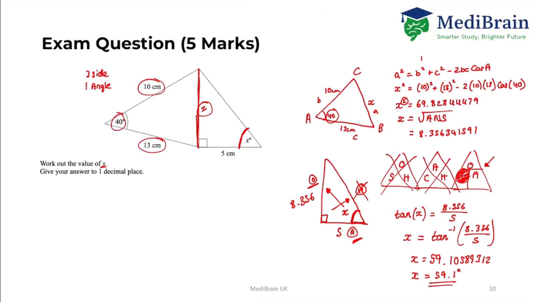Okay, so that's how you would answer this 5-mark exam question. First of all, you would use the cosine rule to work out the length of the side. And then once you've worked that out, in the right angle triangle, you have two sides and one angle. And then what you can do is you can use SOHCAHTOA to work out the size of that angle.